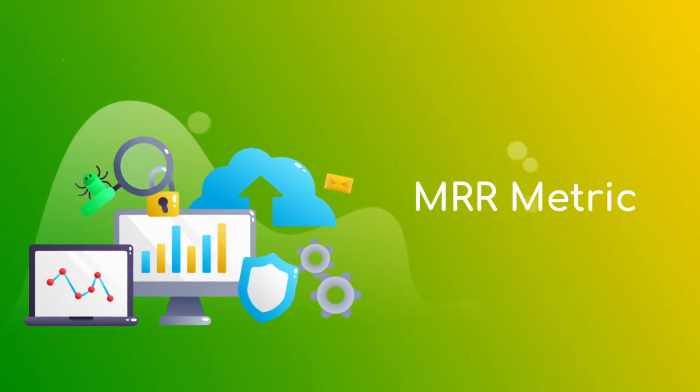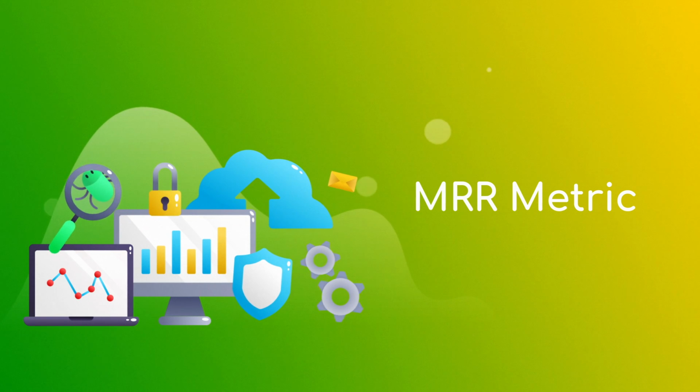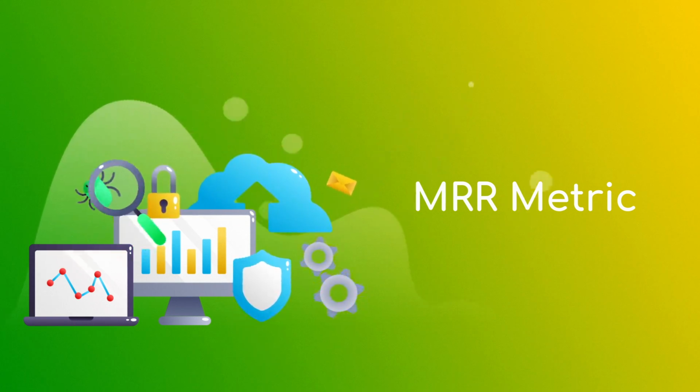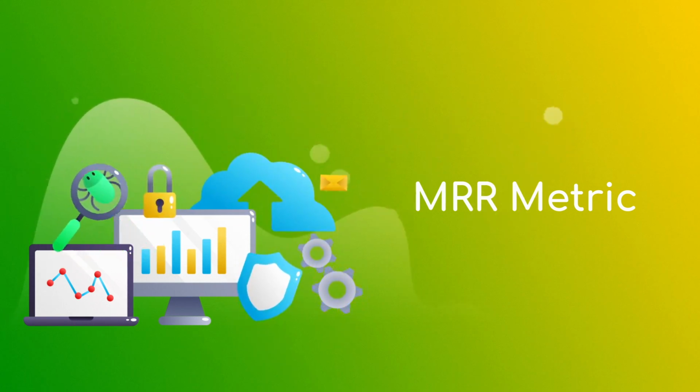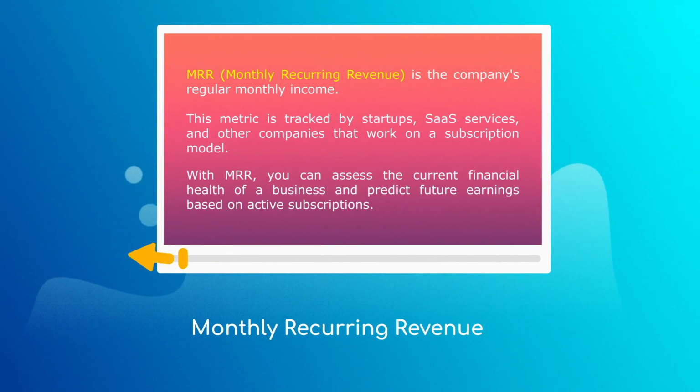MRR, monthly recurring revenue, is the company's regular monthly income. This metric is tracked by startups, SaaS services, and other companies that work on a subscription model. With MRR, you can assess the current financial health of a business and predict future earnings based on active subscriptions.